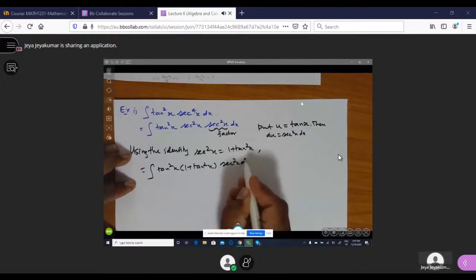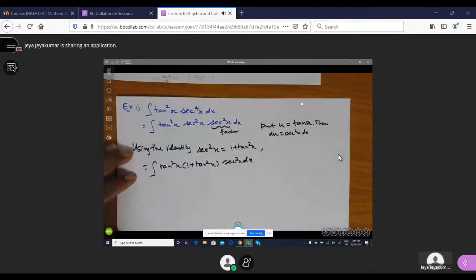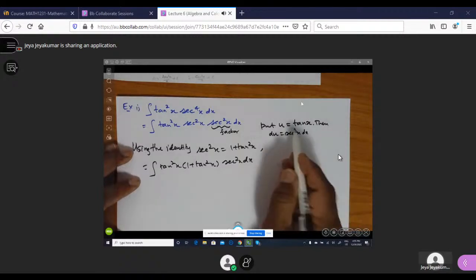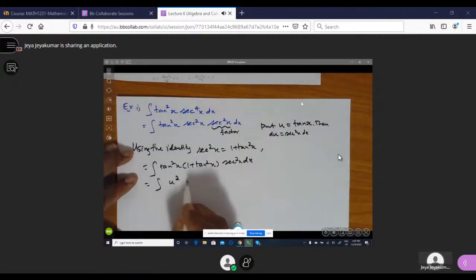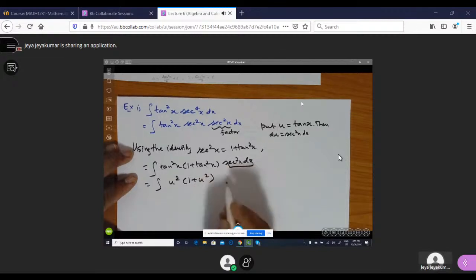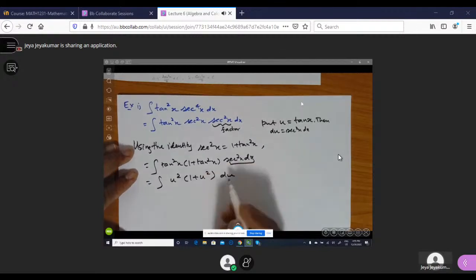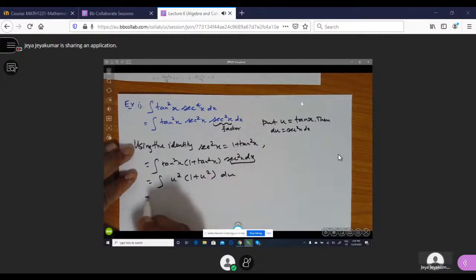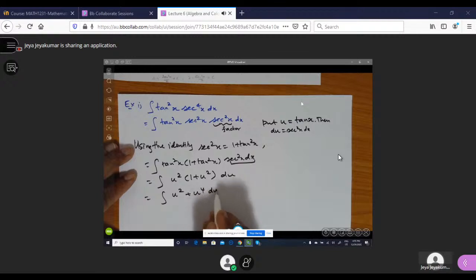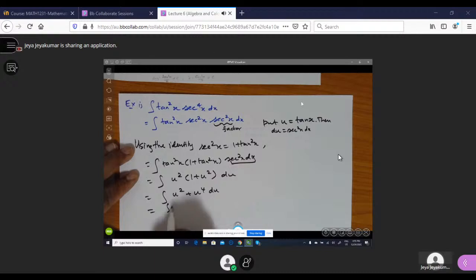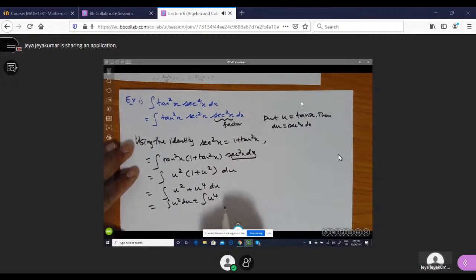Now the substitution will work well here. So u equals tan x, substitute it in: u squared times (1 plus u squared), and sec squared x dx becomes du. We get a simple polynomial integration. That gives you u squared plus u to the power 4 du. You integrate term by term: integral u squared du plus integral u to the power 4 du.